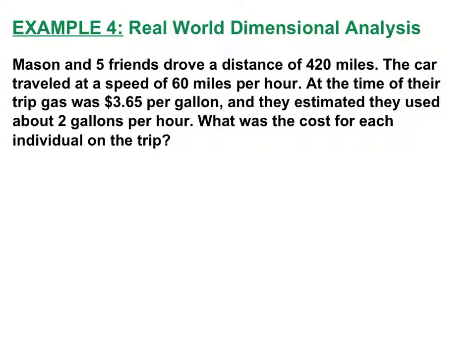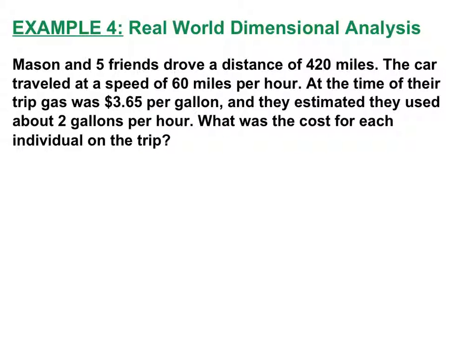Let's look at another real-world problem. Mason and his friends drove a distance of 420 miles. The car traveled at a speed of 60 miles per hour. At the time of their trip, gas was $3.65 per gallon, and they estimated they used about 2 gallons per hour. What was the cost for each individual on the trip?